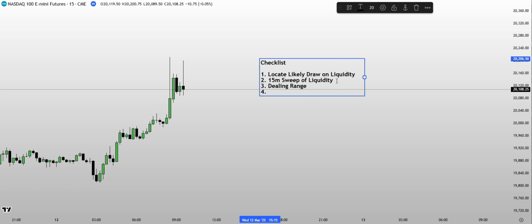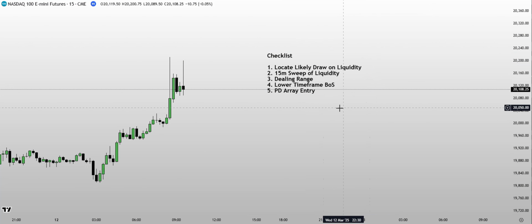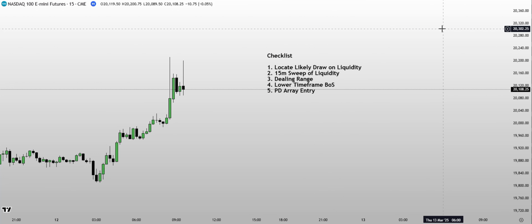Now, when you have that dealing range, you go for a lower time frame break of structure, and then a PD array entry. That's it. I'm breaking it down as simple as possible. If you want to swap out a break of structure for a change in the state of delivery, it adds confluence, but your entry might not be as optimal at all times. That's okay. You can look for a break of structure, find that entry, and there you have it.